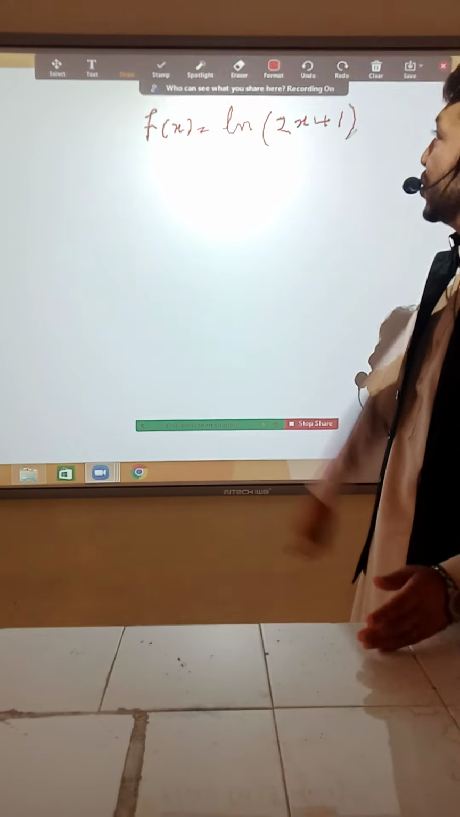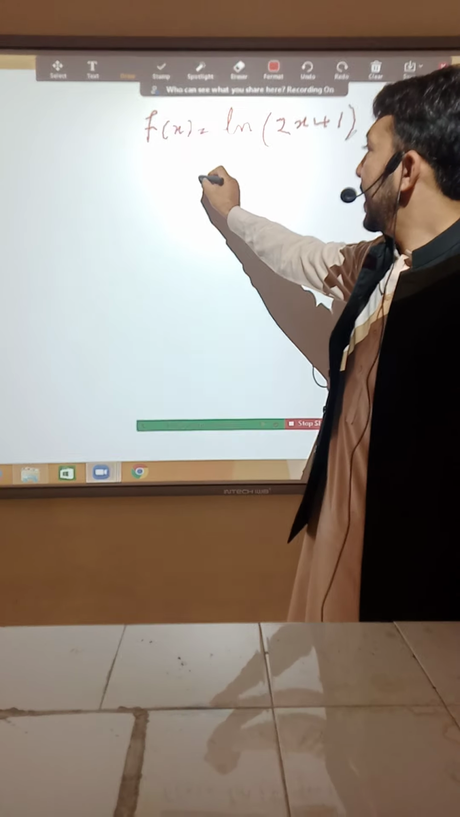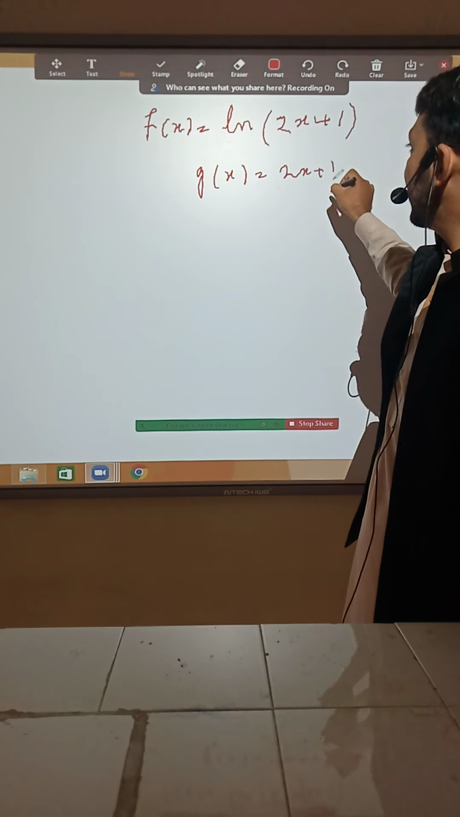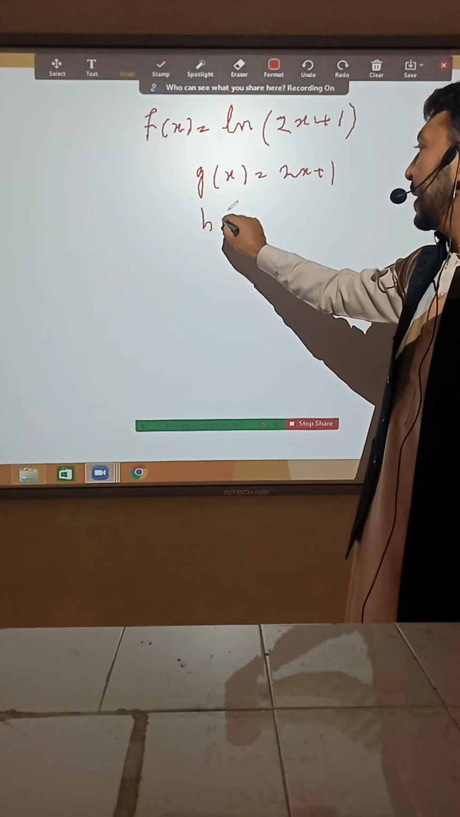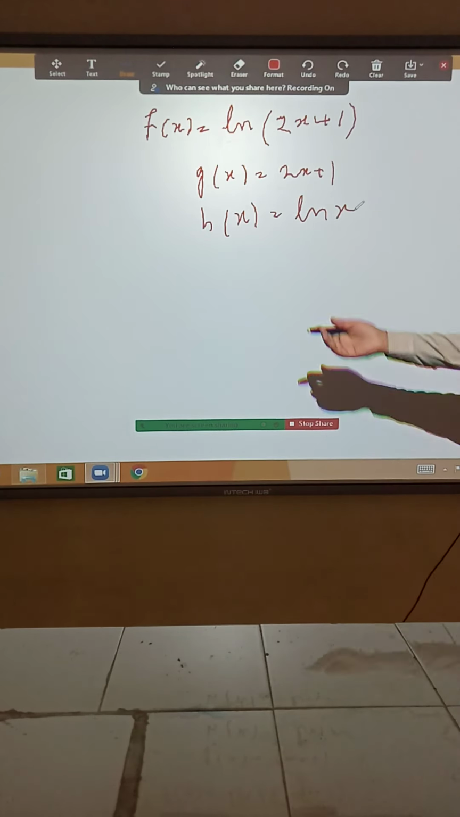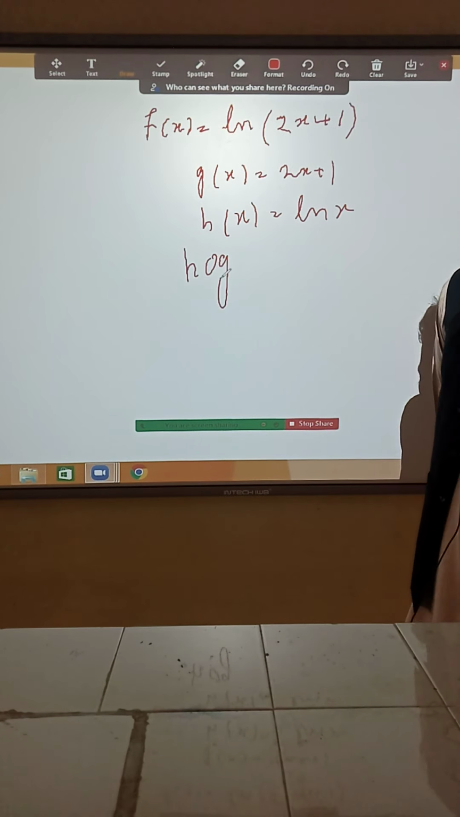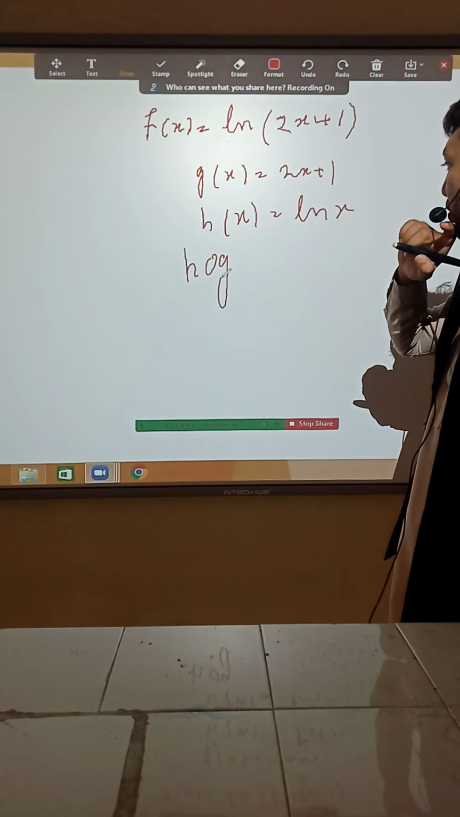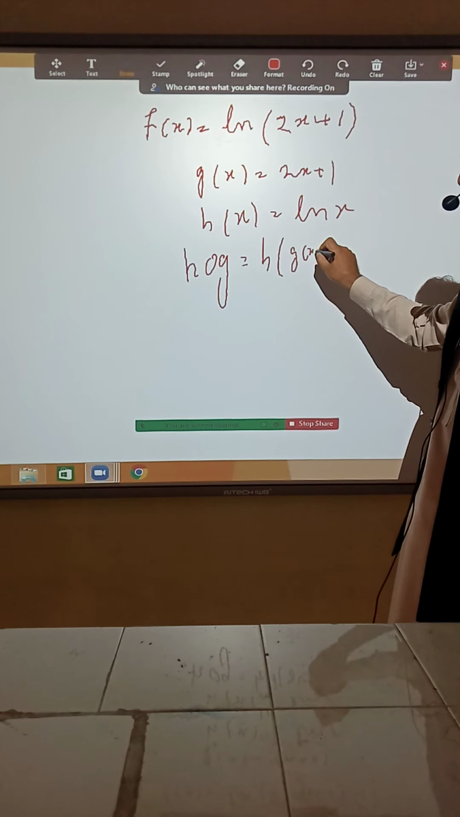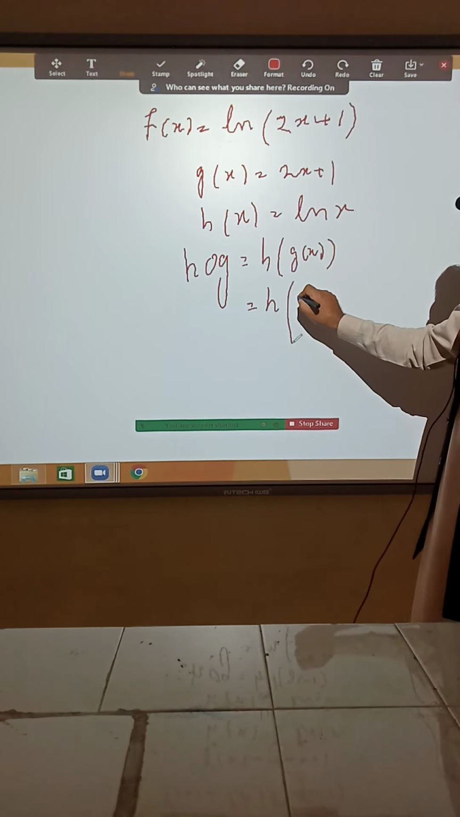ये जिन दो functions की composition से बना है, वो दोनों functions हमारे पास कौन से होंगे? Let's say g of x is equal to 2x plus 1, that is a linear function, and h of x is equal to ln of x. When you take the composition of h circle g, you get h of g of x, that is h of 2x plus 1.